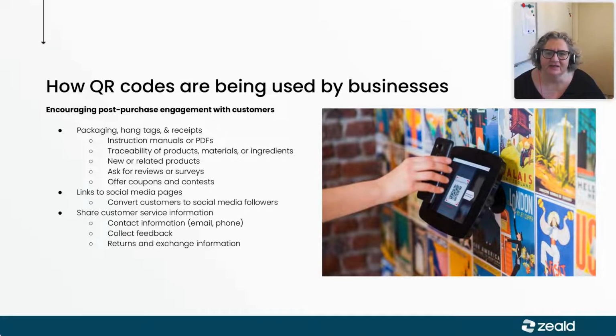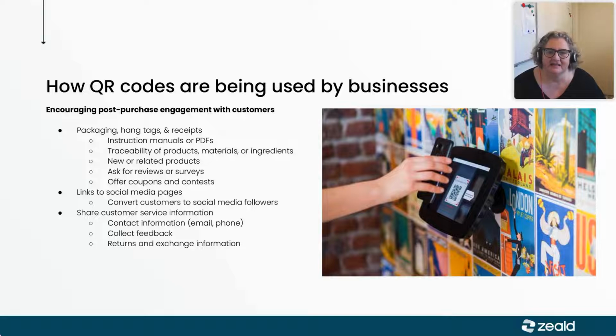You can also do links to social media pages and convert customers to social media followers. And I think that's really important, that this is post-purchase engagement. A lot of businesses make the mistake of trying to divert people from your website through to your social media when they haven't actually purchased yet. If they're on your website, that's the place you want them to be. You want people to come from social media to your website because that's where your purchases and your engagement's going to be. But if they've already purchased, then you can divert them back to your social media to follow so that they can get more engagement there.